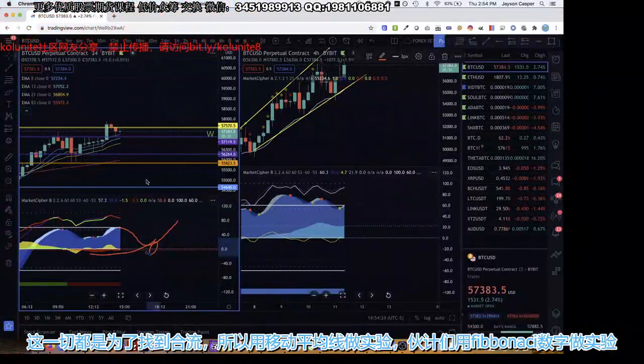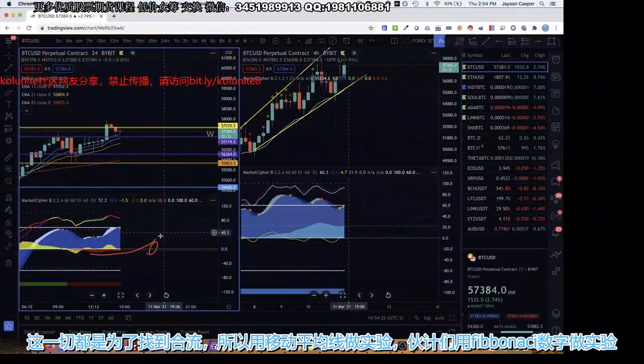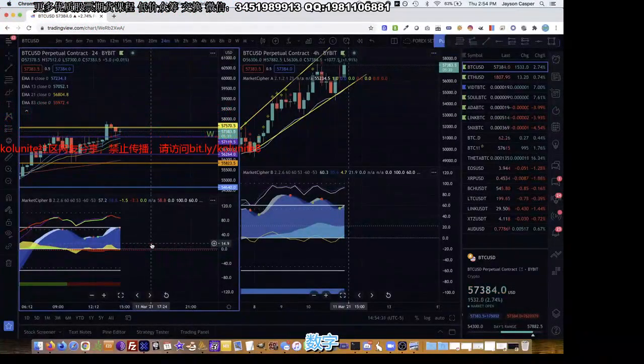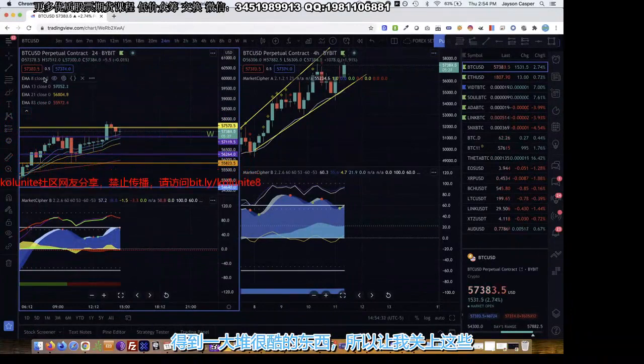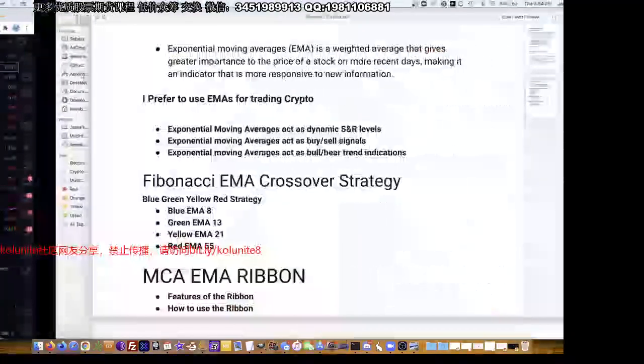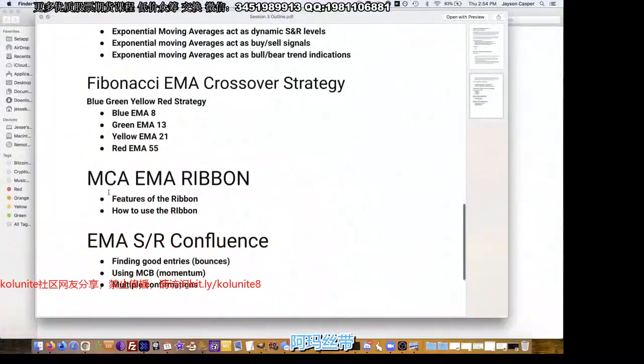It's all about finding confluence. So experiment with moving averages, guys. Experiment with the Fibonacci numbers. You can Google Fibonacci numbers and get a whole bunch of cool stuff. So let me close these out, and I want to discuss a little bit the Market Cipher A EMA ribbon.